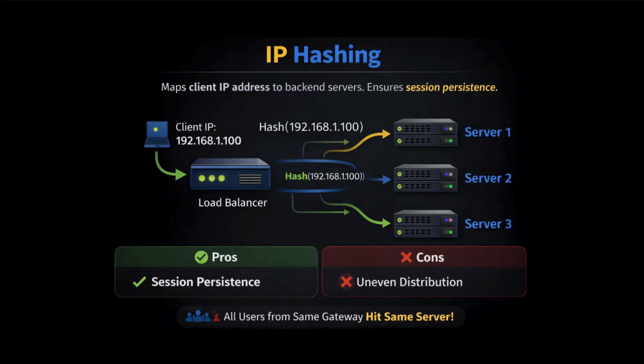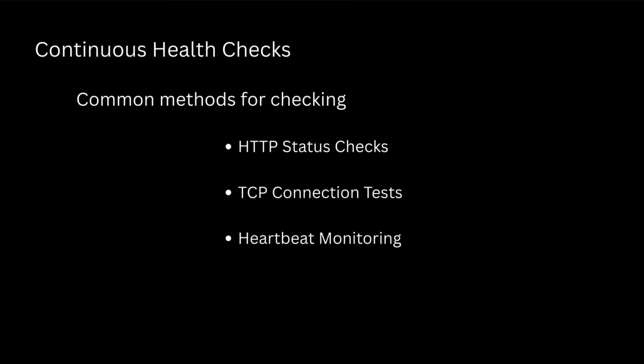Now, all these algorithms assume that the servers are actually working, but in the real world, servers fail. This is why load balancers perform continuous health checks. Think of it like a constant dialogue. The load balancer is perpetually asking the servers, are you okay? Can you still take the request? If a server fails to respond correctly, it automatically gets removed from the pool. Traffic is then instantly rerouted only to the remaining healthy servers so that the users never even know that there was a problem.